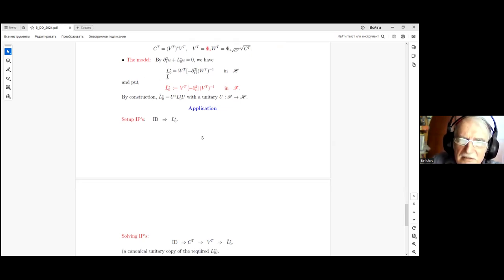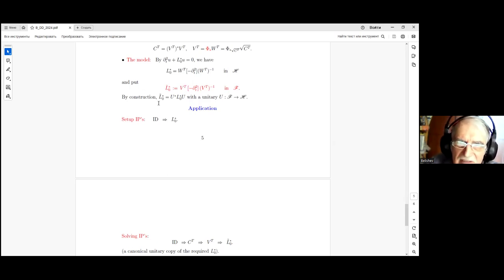Just by analogy to this representation, we introduce the operator L0 in this form, where VT is the triangular factor, which was determined a step above, and we just define this operator by means of the standard differential operator in controls and this triangular factor.